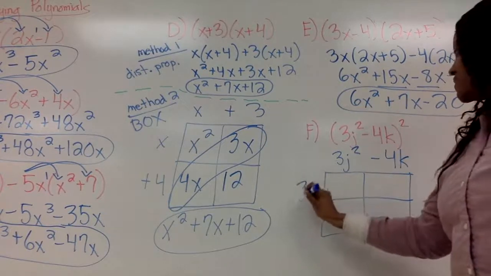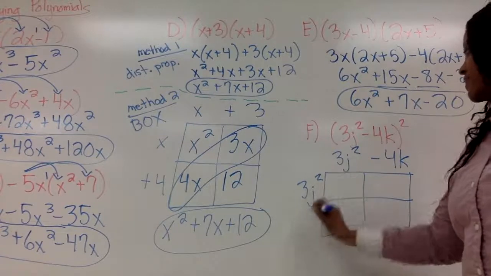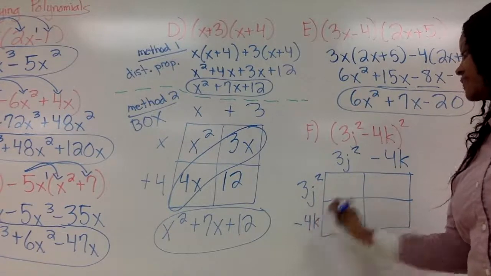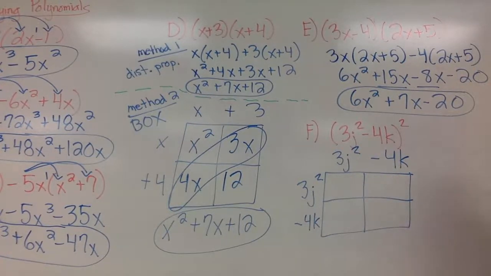And then I'm going to do 3j squared minus 4k. Again, just giving you options. Some of you may pick up on the distributive property. You can do it that way. Others of you might want to do the box method. They both give you the same answer. So I'm going to do this problem with the box method. We are squaring 3j squared minus 4k. And when you do that, that means you have to multiply it by itself, which is why I put the same thing on the top and side.